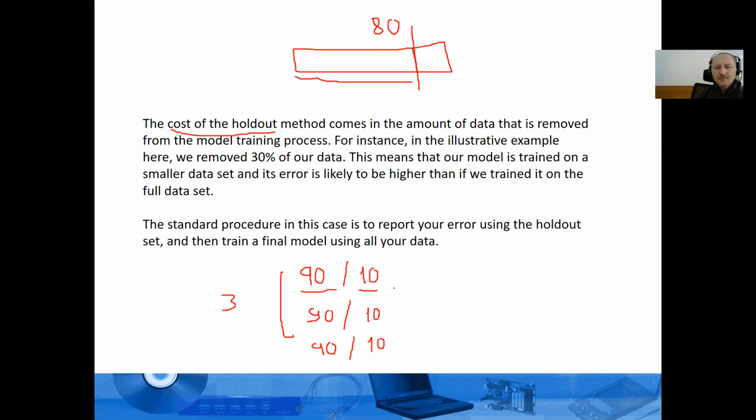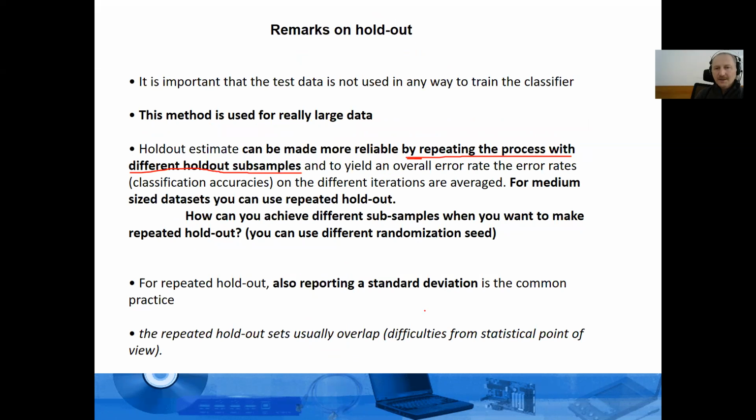And when you want to report the accuracy, you can add up the accuracy of each one and divide by 3, and you can report like that. It is better, but in this case, what's the problem? Some training and testing data can overlap.